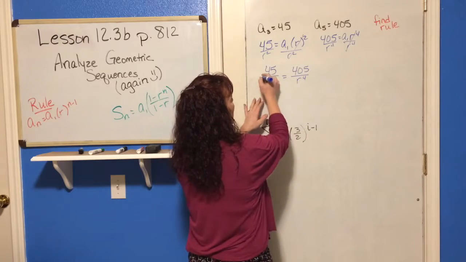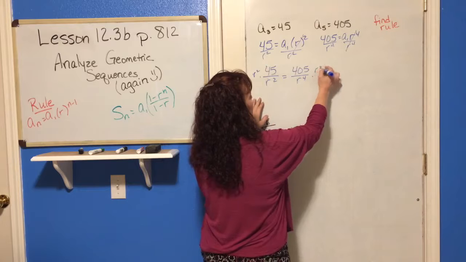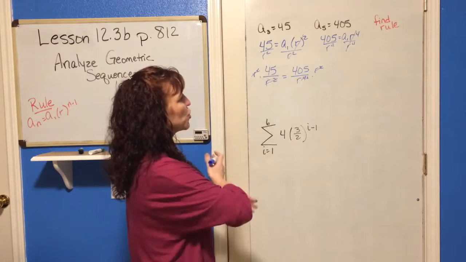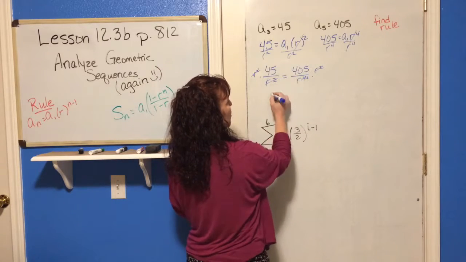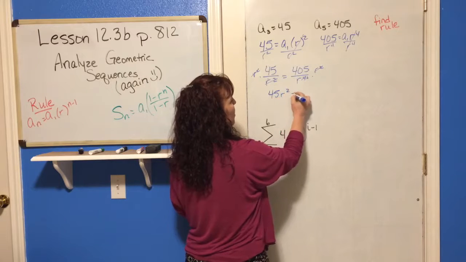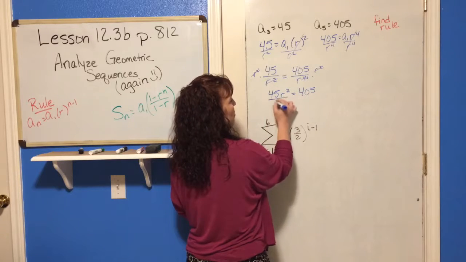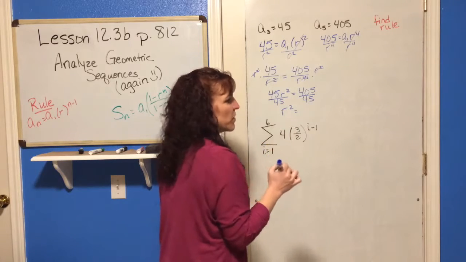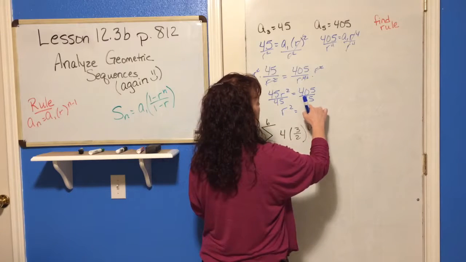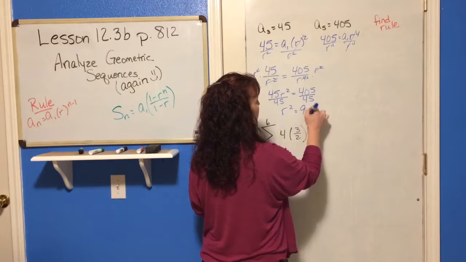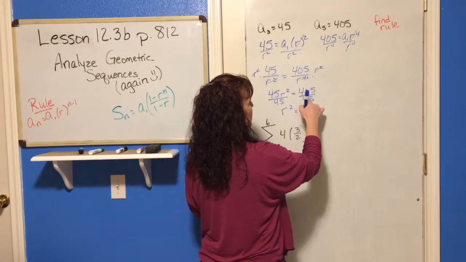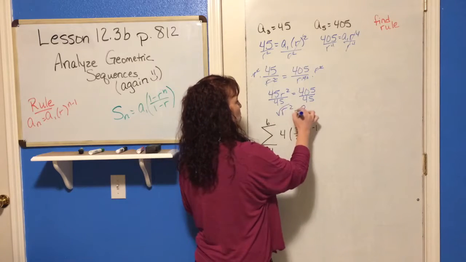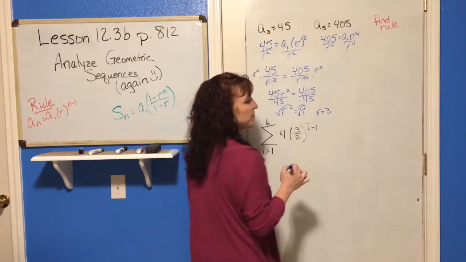If we multiply both sides by r squared, we get rid of that denominator and reduce that down to r squared. Now we can use cross multiplication. So r squared times 45, 45 r squared equals 405. Divide by 45. And 45 is what? 9? Is that right? 9 times 5 is 45. 4 times 4, 9 to 36. Yes. Okay. And so now to take the square root, we've got r equals 3.